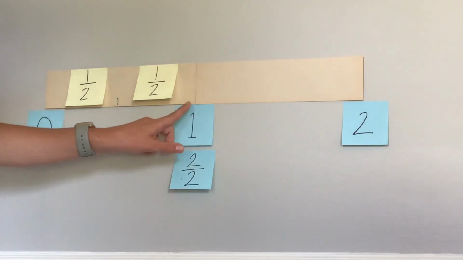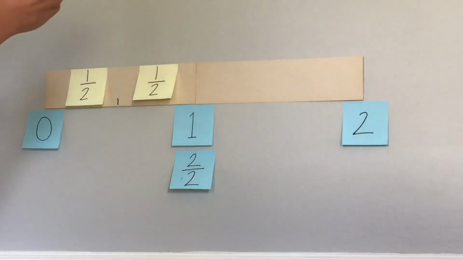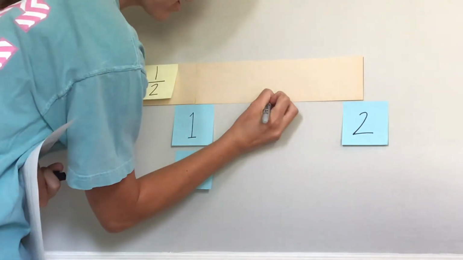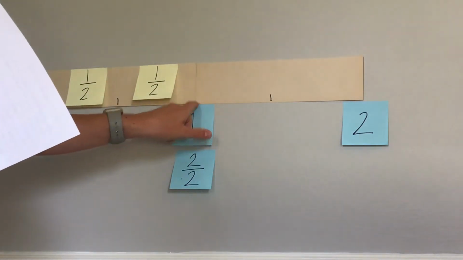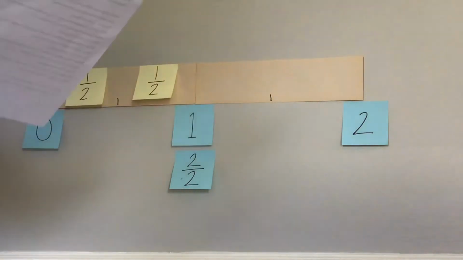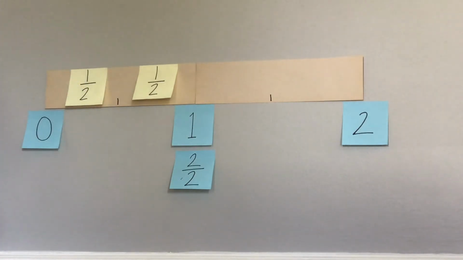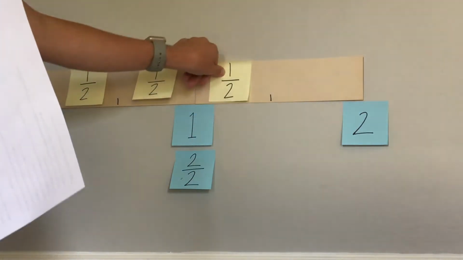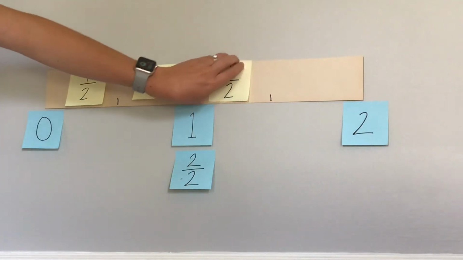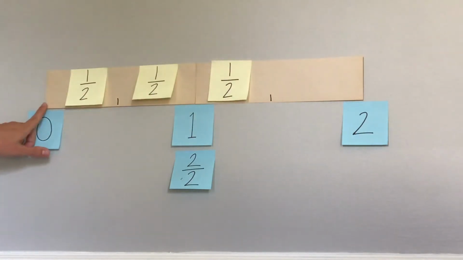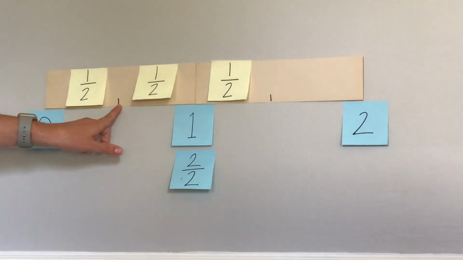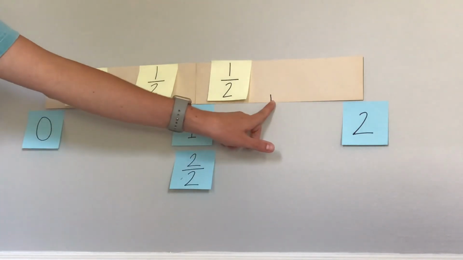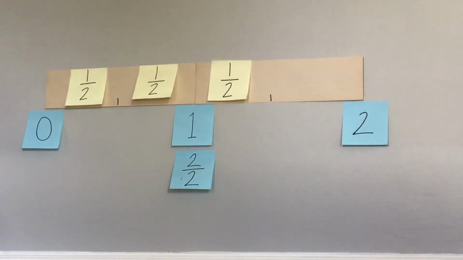What is the distance from 1 to the next half mark on our second whole? From 1 to here, what is the distance? This distance would also be 1/2. What is the distance from 0 to here? So we have 0, 1/2, 2 halves. This distance would be 3 halves.